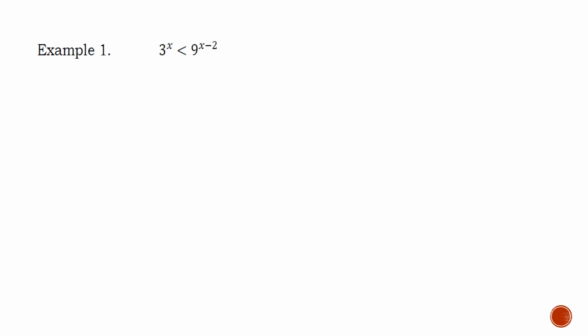Now, let's solve some exponential inequality. So, we have here 3 raised to x is less than 9 raised to x minus 2. So, what are we going to do? Of course, make the bases equal. Anong mas maliit na value? 3. So, we should have to rewrite 9 into an exponential form na ang base ay 3. So, that is 3 squared. So, 3 raised to x is less than quantity 3 raised to 2, raised to x minus 2.